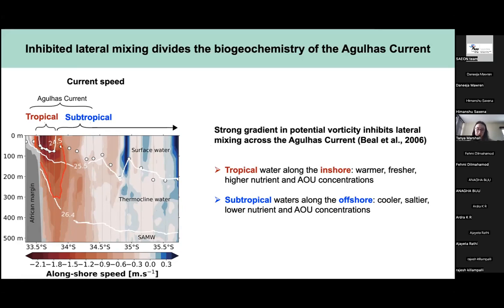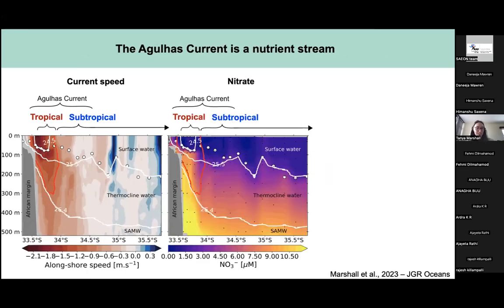We already know that the potential vorticity gradient exists and that it divides the water masses. But this work has made us think about how this impacts the biogeochemistry. So let's get into it. Here I'm showing a nitrate section plot from the same transect. In the surface waters, you can see low nitrate concentrations near zero, and they increase with depth.